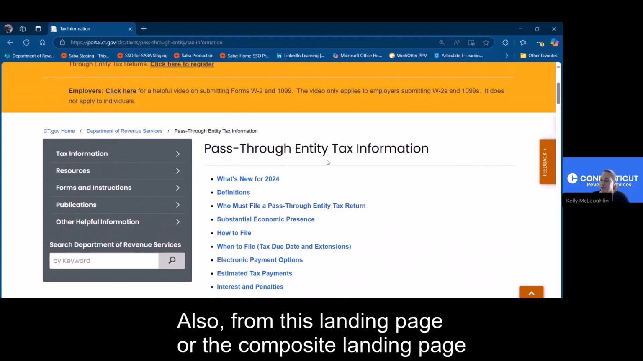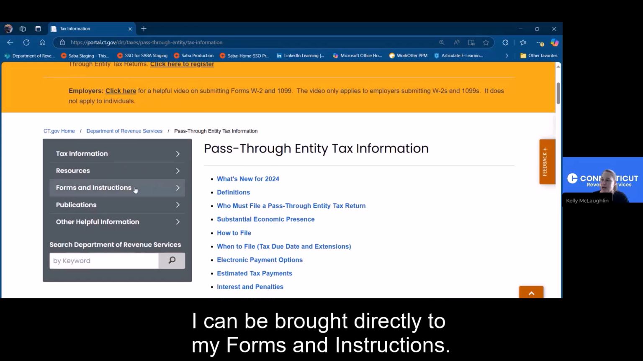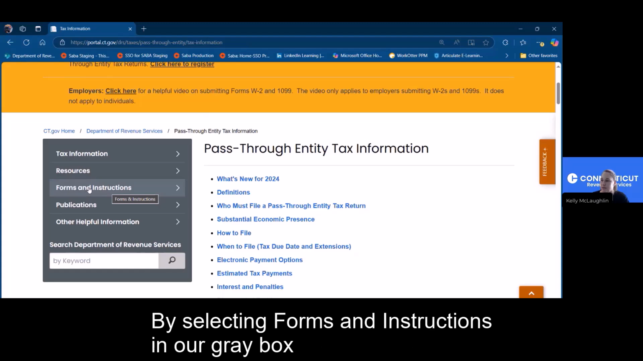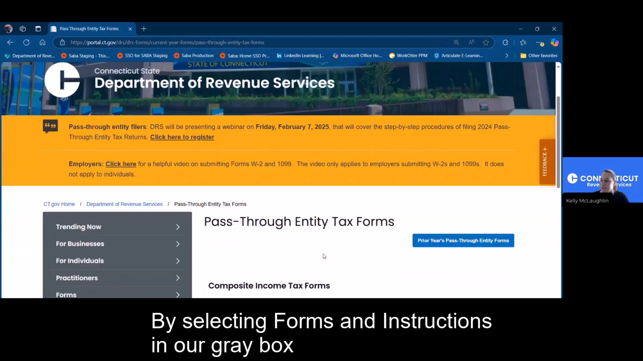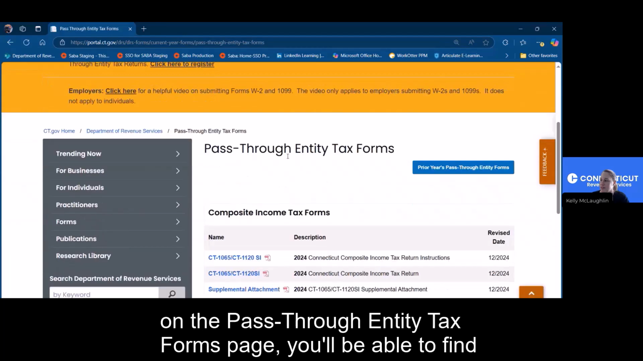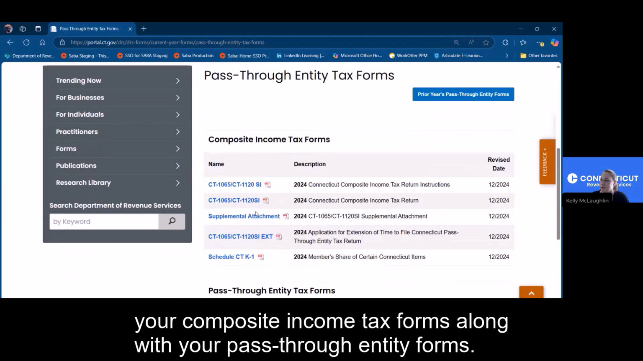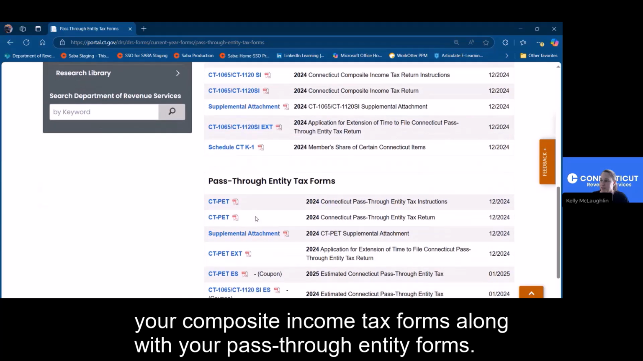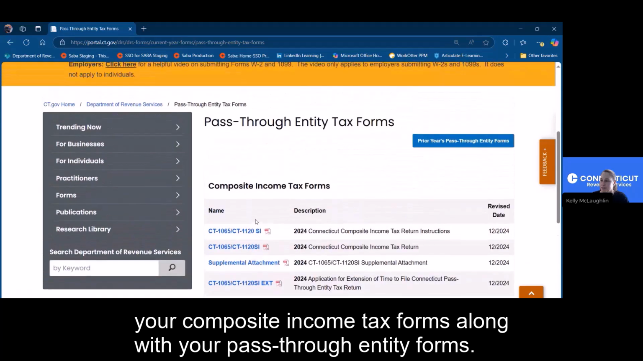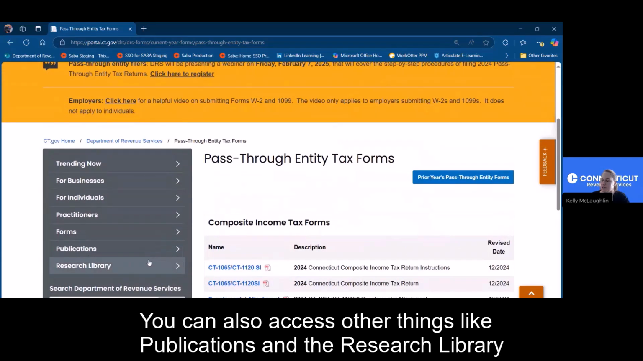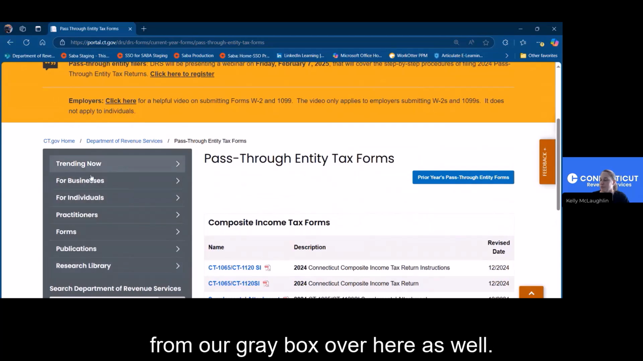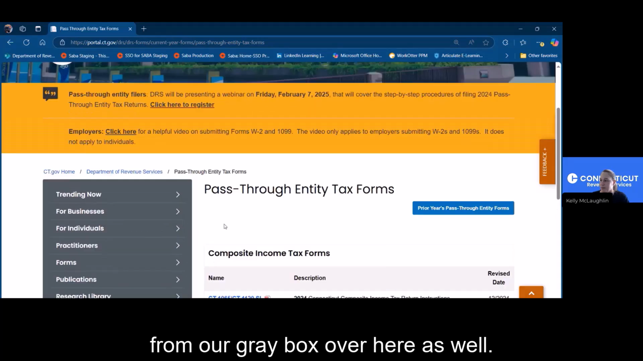Also, from this landing page or the Composite landing page, I can be brought directly to my forms and instructions by selecting Forms and Instructions in our gray box. On the Pass-Through Entity Tax Forms page, you'll be able to find your composite income tax forms along with your pass-through entity forms. You can also access other things like publications and the research library from our gray box over here as well.